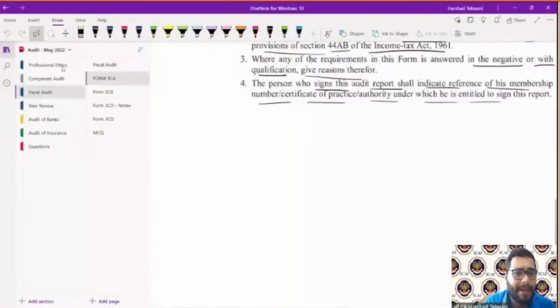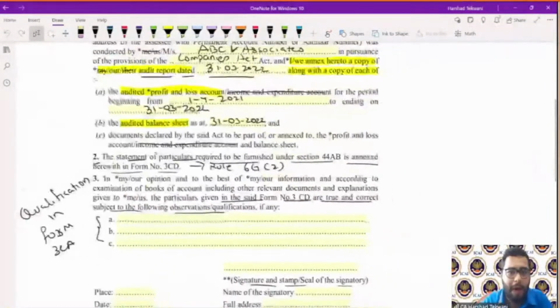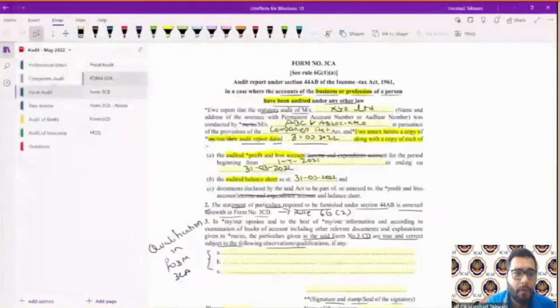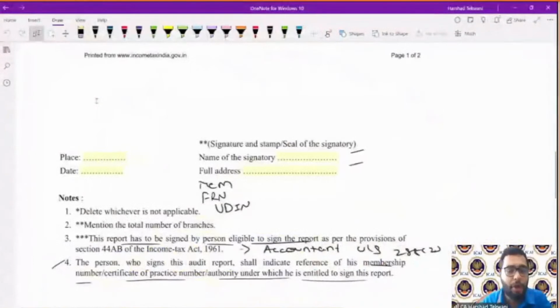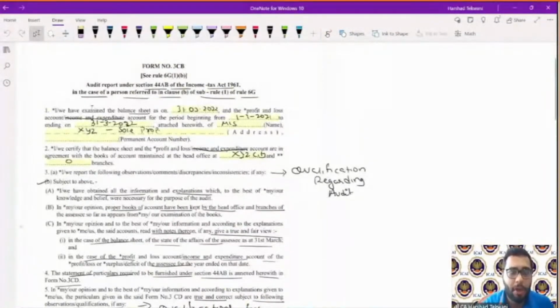Then remember I discussed form 3CA with you guys. Form 3CA is required to be filled when an assessee is already getting his accounts audited under any other law, any law other than the tax laws. Then form 3CA will be required. Form 3CB, if he is not required to get his accounts audited under any other law, and is required to get audited only under the tax laws, then form 3CB.